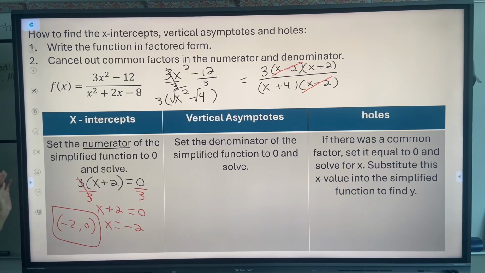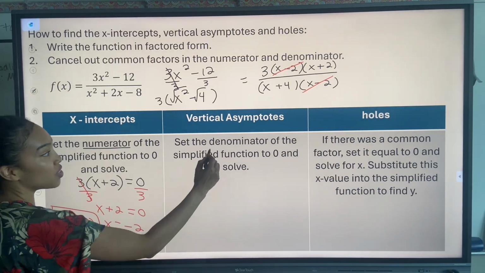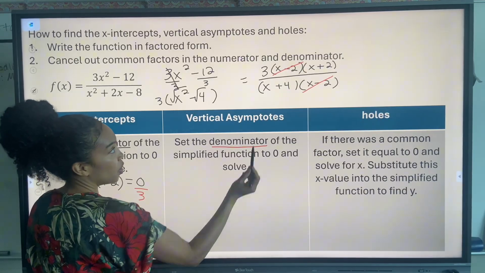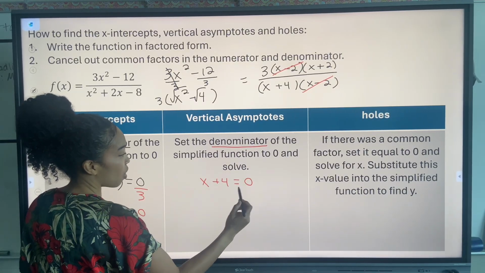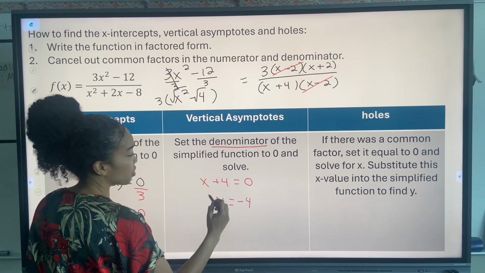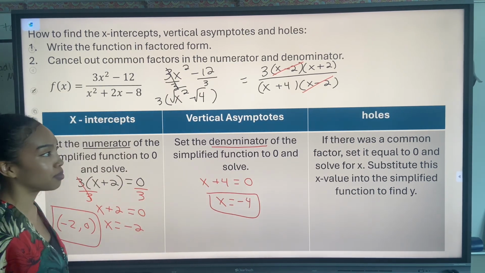Okay, now let's find the vertical asymptote. You set the denominator equal to 0. So my denominator is x plus 4. When you solve it, you get x is negative 4. So that is your vertical asymptote.